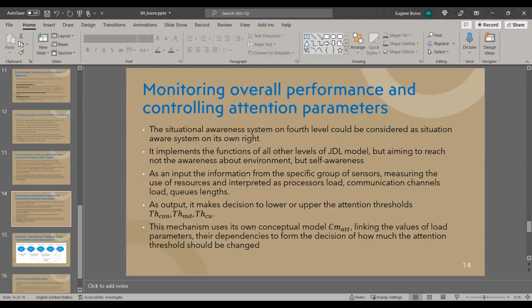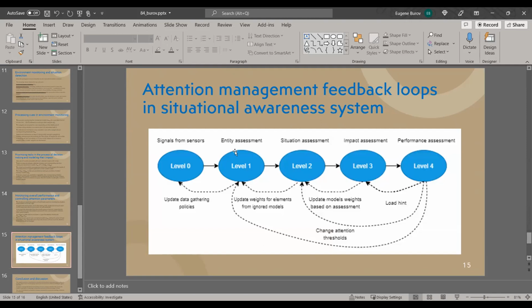And when we have feedback, when we see that our load is nearing too high, we can change the thresholds on lower levels of the system. So the system is managed by feedbacks. For example, from level 4 performance assessment, we can send a hint to level 3: our load is high, use simpler models for impact assessment, more coarse-grained models here. So level 4 also sends feedback signals, changing thresholds on all those levels.